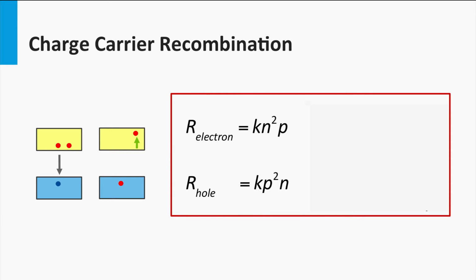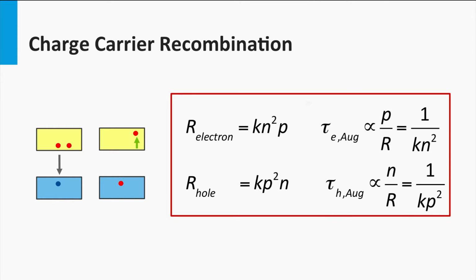As the recombination process is a three-particle process, the Auger recombination rate, expressed as R, is strongly dependent on the charge carrier densities. n is the density of electrons and p is the density of holes. R_electron is dominant when the electrons are the majority charge carriers, whereas R_hole is dominant when the holes are the majority charge carriers.